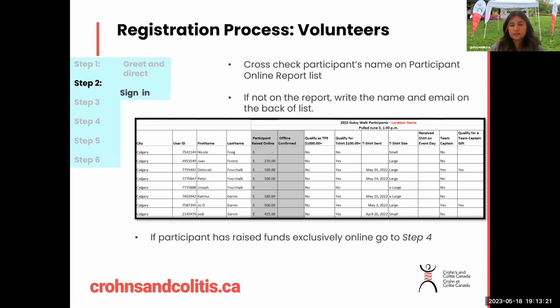So this is a little screen grab of the form, or the report, that we will be sending you. We pull these reports for, I think it's the day before Gutsy Walk, the Saturday evening, and we'll send that to you. So you'll have a list of everyone who's registered and attending your walk. It'll have the walk location, your user ID, the participant first and last name, and how much they've raised online, as well as how much they've raised offline.